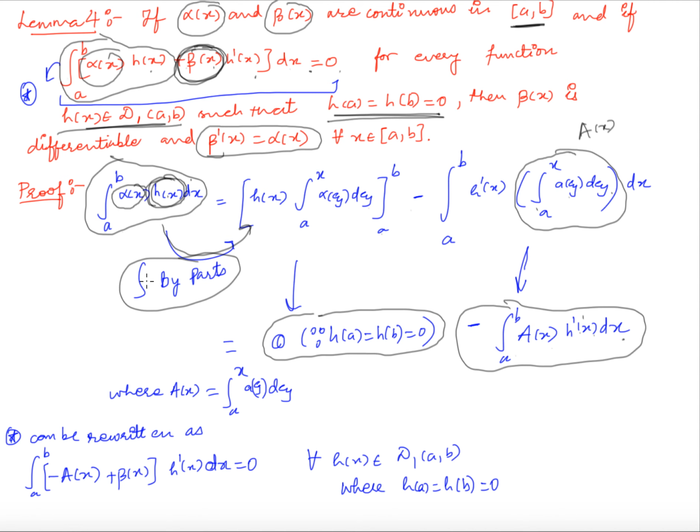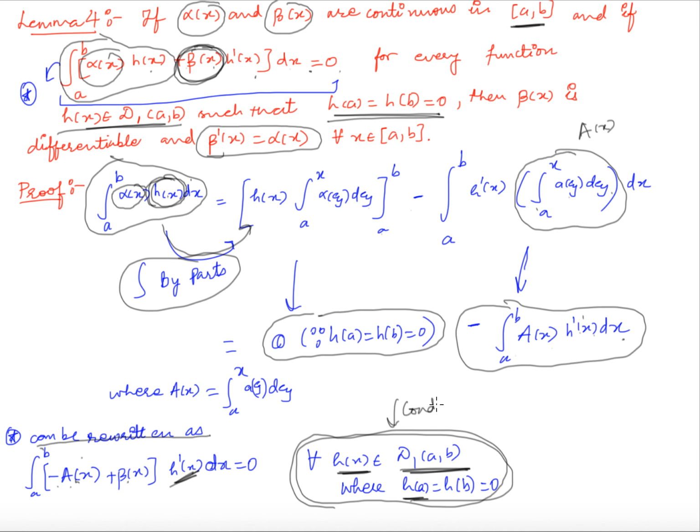Therefore your star can be rewritten as: the first term you replace with minus A x h dash x, plus beta x h dash x. You can take h dash x common, so you get the integral of (beta x minus A x) h dash x dx equal to 0, for all h x which are in the space D1[a, b] and satisfying h of a and h of b equal to 0. Now you can see that these are the conditions of lemma 2, right? These were the conditions required in lemma 2. So what will lemma 2 say? Lemma 2 will say that this integrand is actually constant.